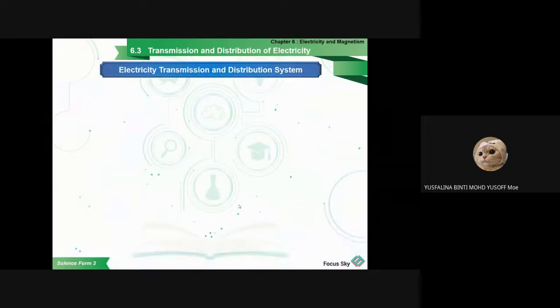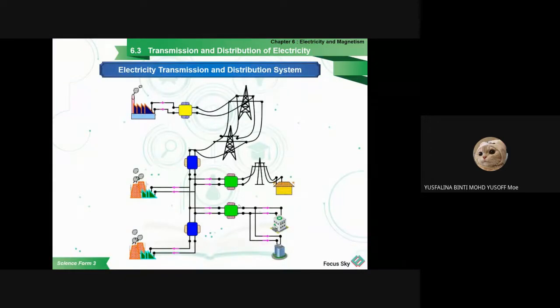So let's see the transmission and distribution of electricity. We know that the voltage supplied by the power plant will be stepped up, that is, increased, by using the step-up transformer. Why?